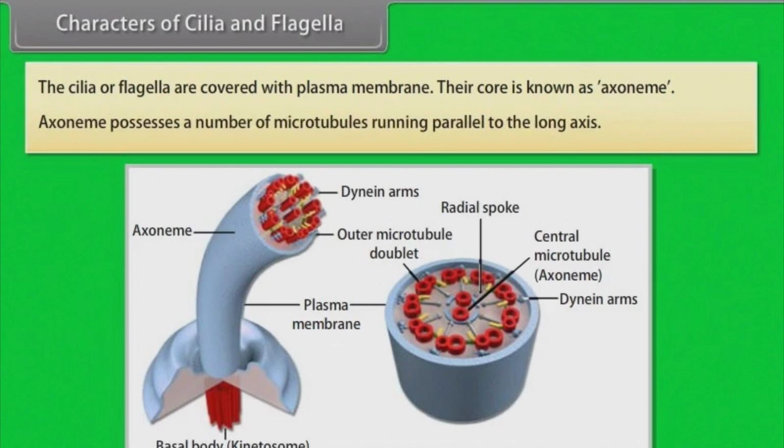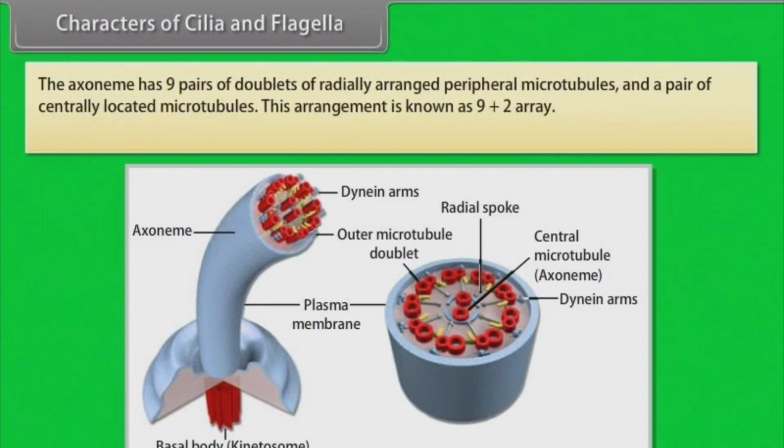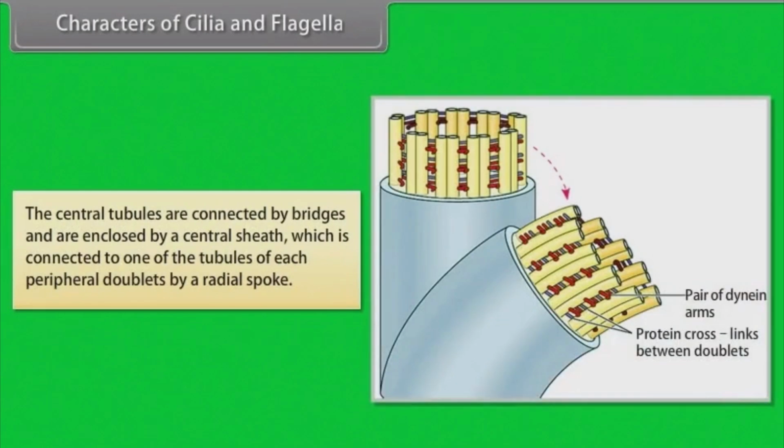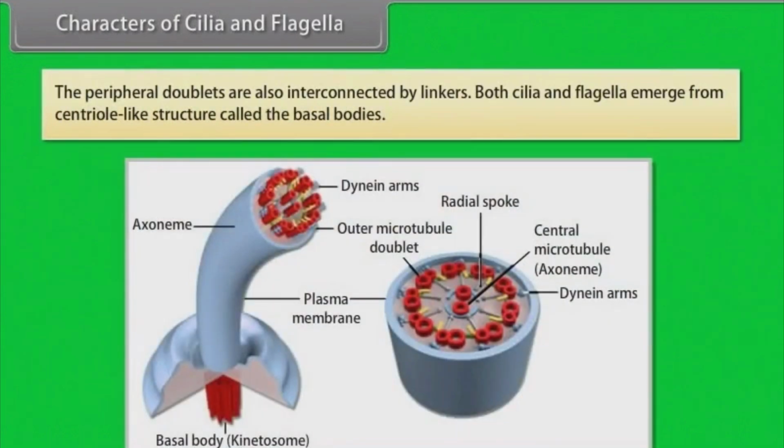Axoneme possesses a number of microtubules running parallel to the long axis. The axoneme has 9 pairs of doublets of radially arranged peripheral microtubules and a pair of centrally located microtubules. This arrangement is known as 9+2 array. The central tubules are connected by bridges and are enclosed by a central sheath which is connected to one of the tubules of each peripheral doublet by a radial spoke. The peripheral doublets are also interconnected by linkers. Both cilia and flagella emerge from centriole-like structures called the basal bodies.